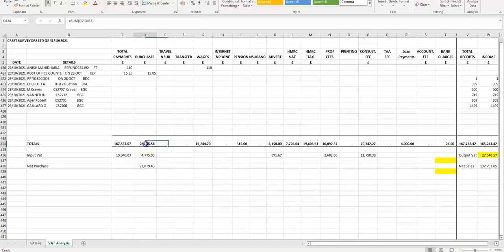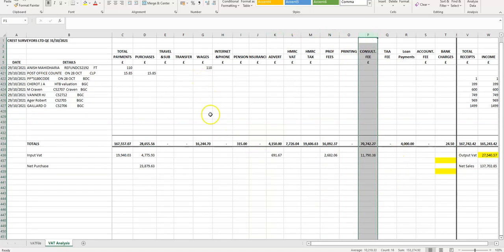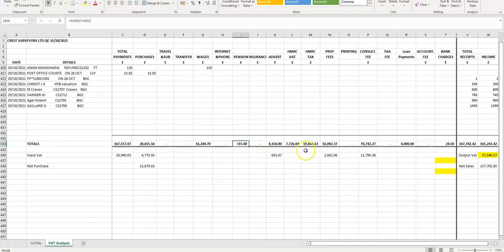For the purchase we can claim the VAT, for the advertising we can claim the VAT, for the professional fee we can claim the VAT, and for the consultation fee we can claim the VAT. Now, the wages we cannot claim VAT on, the pension has no VAT, the HMRC payment has no VAT, the tax payment has no VAT, and a loan payment has no VAT. If we never paid VAT, we cannot claim it back.